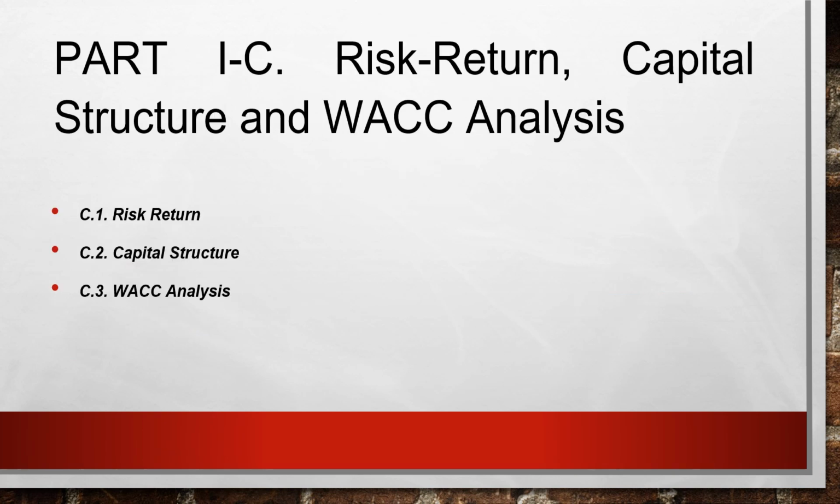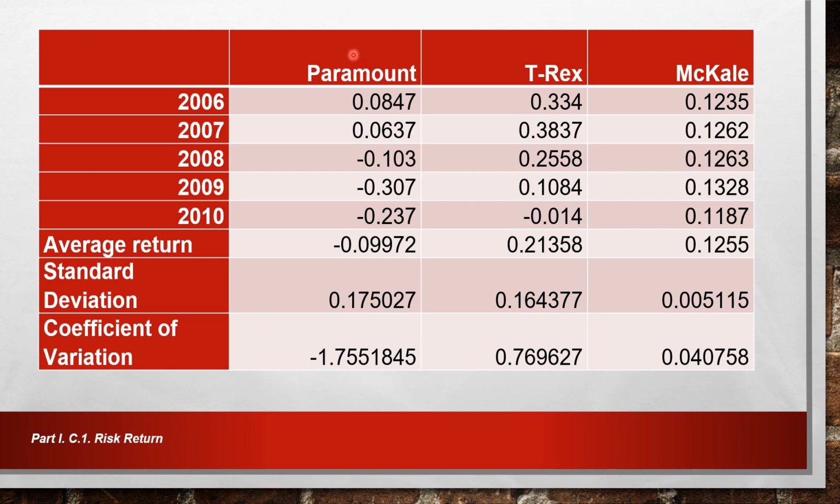In this session onwards, we will be discussing the risk-return trade-off, capital structure, and WACC analysis. If you can see here, Paramount actually has the lowest returns and the highest risk as compared to T-Rex and McHale. If Paramount would go into a merger and acquisition to partner up with its peer companies, comparing its risk and return to the peer companies would be the start. T-Rex has the highest return as compared to McHale, 21% to 13%, while McHale has the lower risk, 0.005 versus 16%.